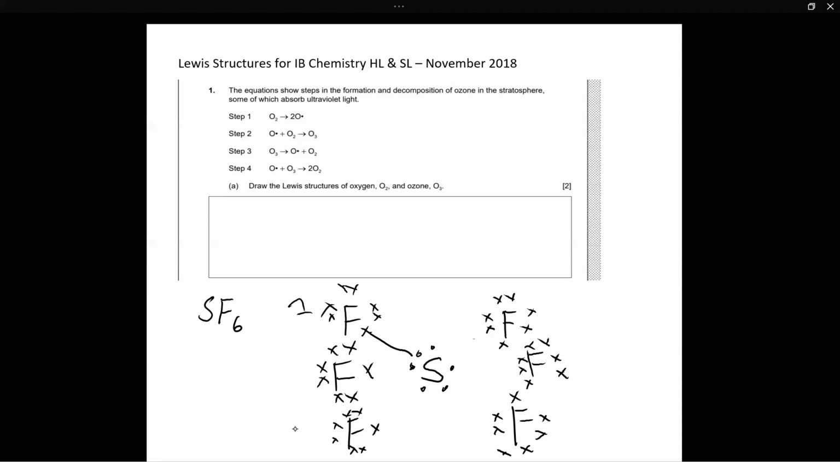So now fluorine has 8 electrons because 1, 2, 3, 4, 5, 6, 7, and this electron it has gained from the sharing. And sulfur now has 7 electrons because 1, 2, 3, 4, 5, 6, and 7. This electron that fluorine contributed. So sulfur now has 7 electrons. So it needs 1 more bond.